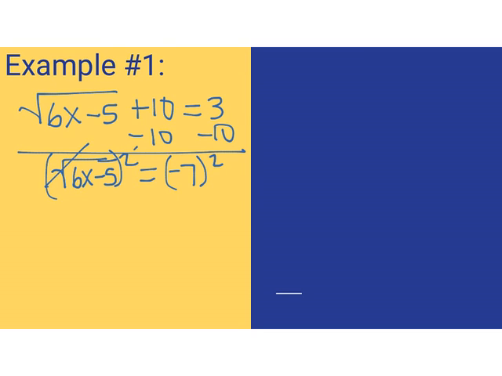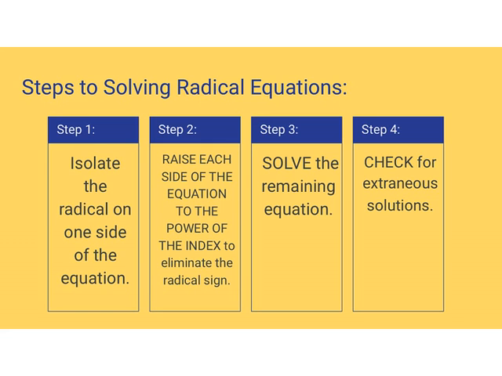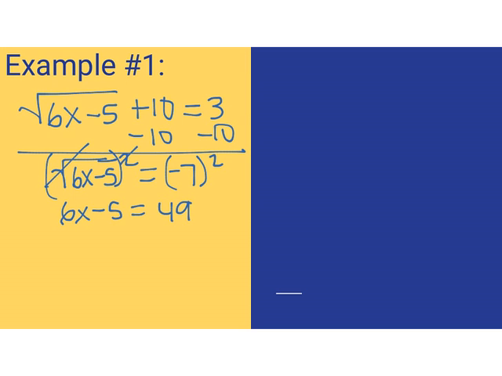So we're going to go ahead and square those so they cancel each other out because they are inverse operations of each other. So I'm left with 6x minus 5, and then negative 7 times negative 7, which is a positive 49. Now we're just going to finish solving this for x. So that's what solve the remaining equation means: adding 5 to both sides. So we have 6x equaling 54, and then we're going to divide both sides by 6, allowing x to equal 9.